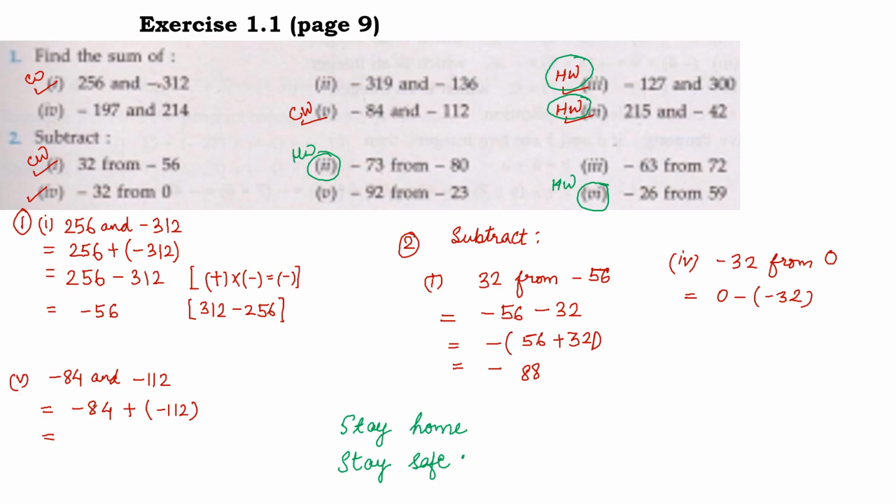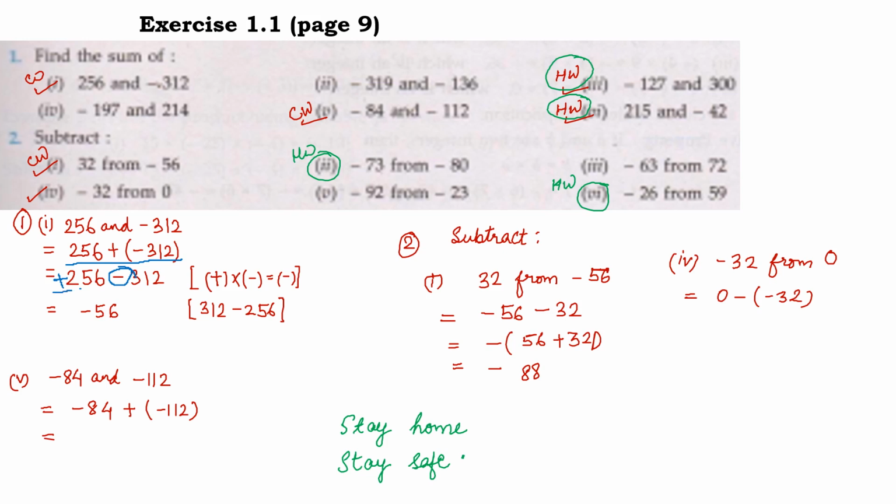Now here we have some questions from exercise 1.1 given on page 9 of your textbook. Question number 1 says find the sum of 256 and minus 312. Means these two integers we have to add. So what we will do? 256 plus minus of 312. So plus into minus is a minus. Now 256 minus 312. I said 256 has no sign, it means it has a plus sign.